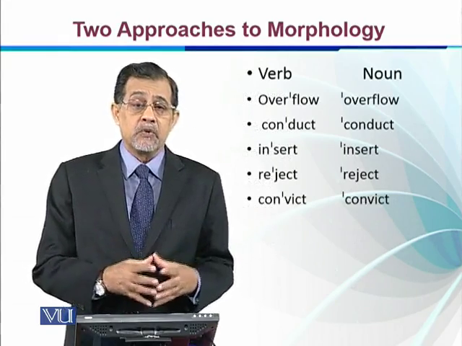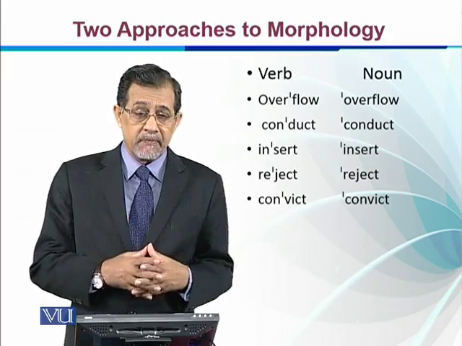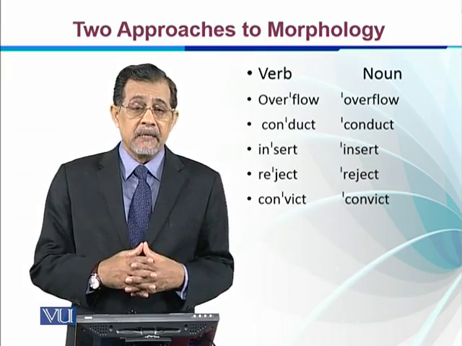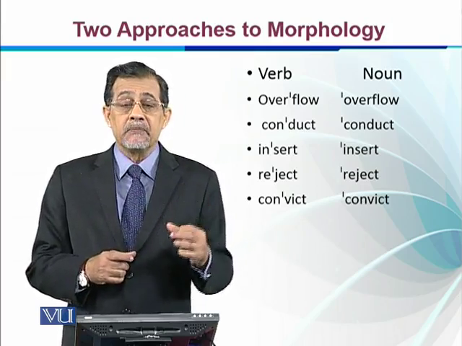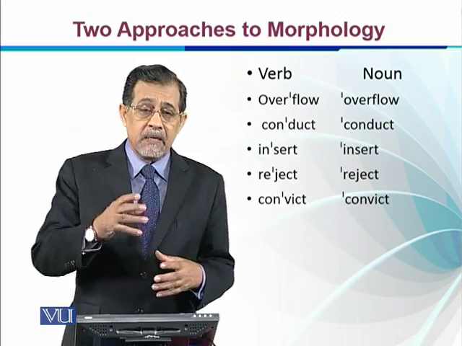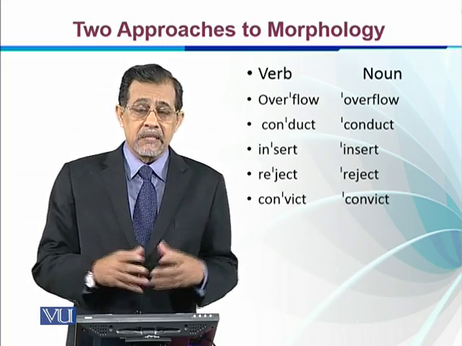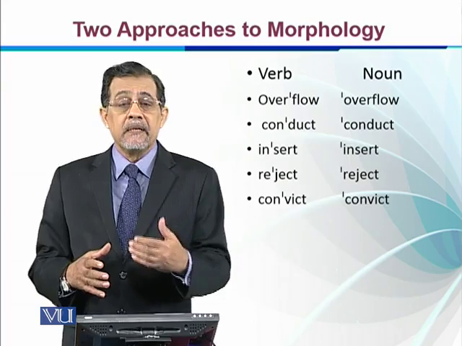So actually these two models have a little difference, though we said that they are equivalent mathematically. With certain items, they pose a bit of a problem. We can do analysis with item and process, but we cannot do analysis with item and arrangement.